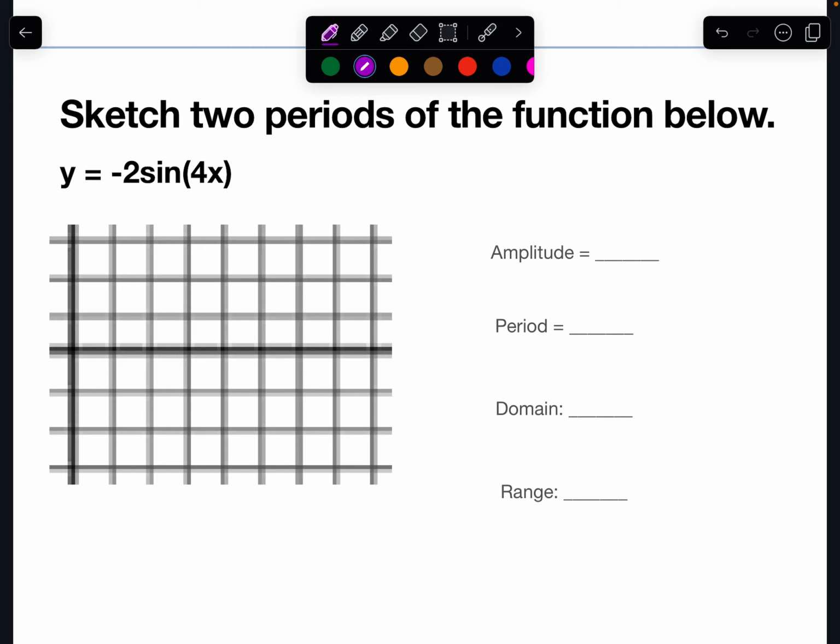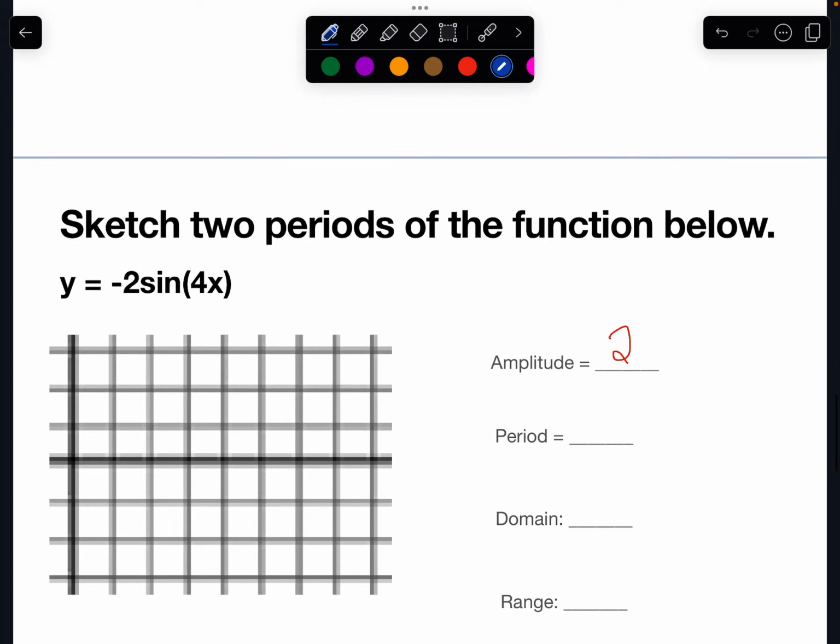And to do so, it helps us to start by finding the amplitude and period. Now remember, the amplitude is the absolute value of this number in front, causing that vertical stretch. We take the absolute value because the negative will cause a reflection. More on that in a little bit. But the amplitude here is just positive 2.